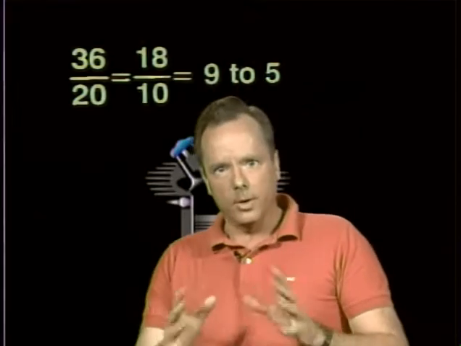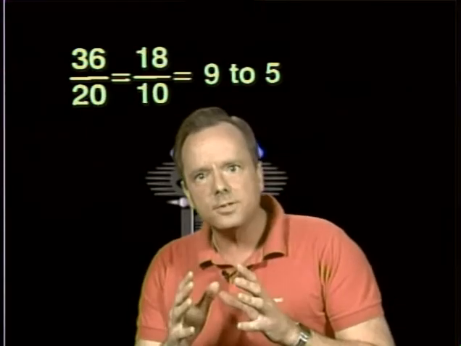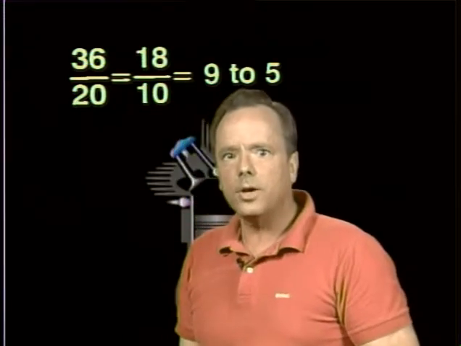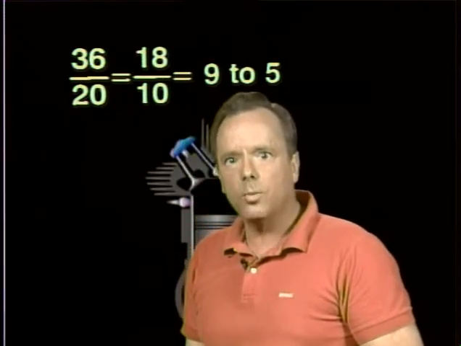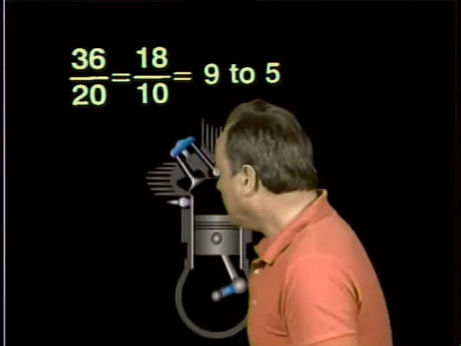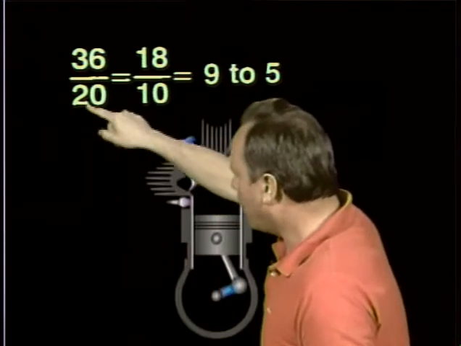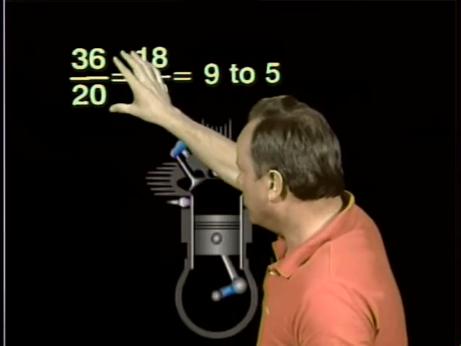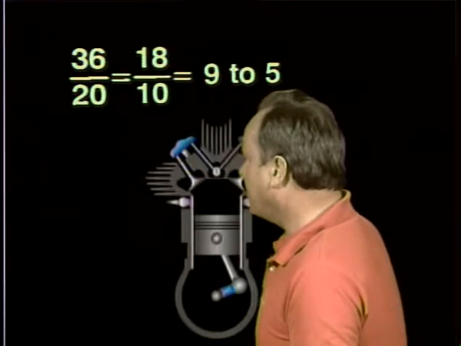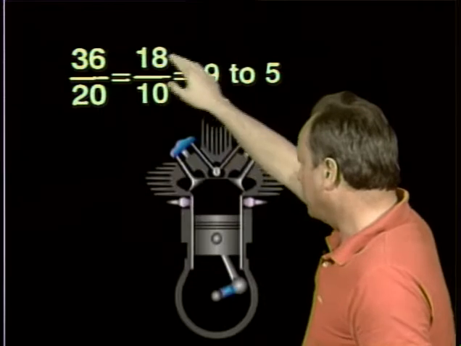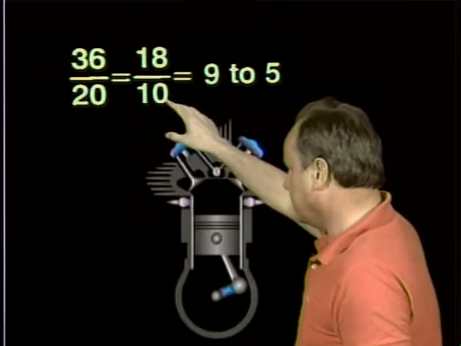Now, here's another one they're going to ask you. They're going to say, what is the speed ratio of a gear with 36 teeth meshed to a gear with 20 teeth? All right, you have 36 to 20. Now what we have to do is try and reduce that to its lowest common denominator. You can divide by 2, and I can do that in my head real quick. 36 divided by 2 is 18. 20 divided by 2 comes out to 10.